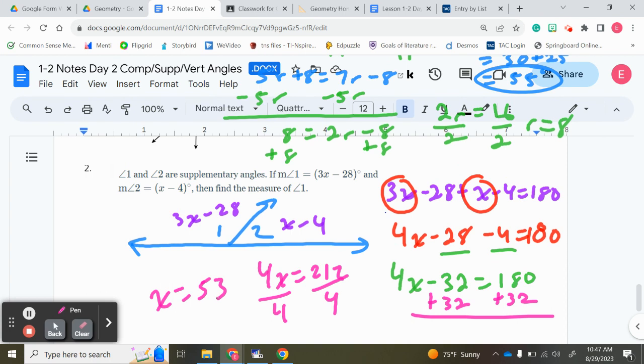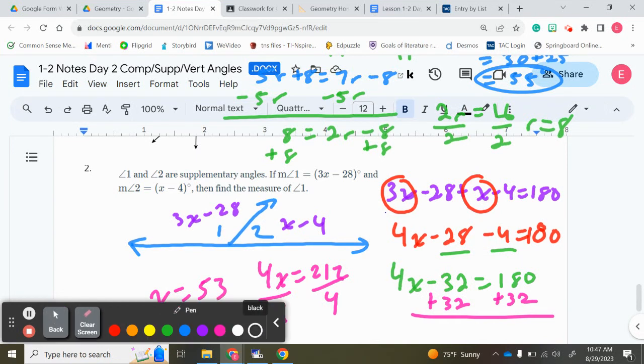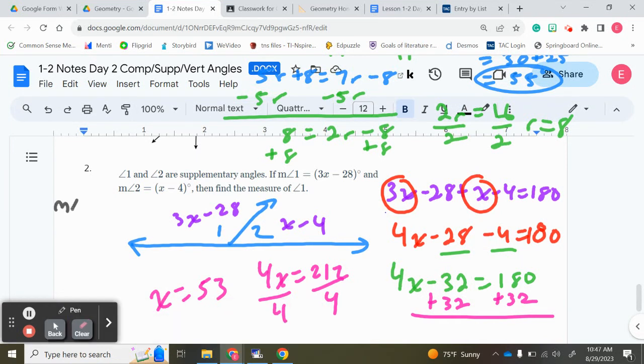So we got to substitute that in. If we're going to solve for angle 1, the measure of angle 1 equals, in this case, 3 times 53 minus 28. That leaves me with 159 minus 28, which gives us a total measure of 131 degrees. Okay? Questions on this? Anything?